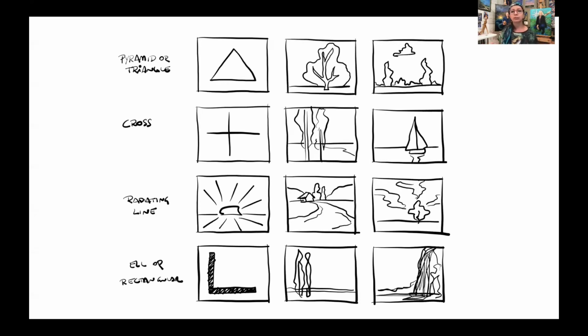So for instance, you see the tree. It has the triangular shape, and then you see you can use elements to create a pyramid without having one element with a pyramid shape. You have the cross as well. You know how you use the horizon and elements to create a cross.